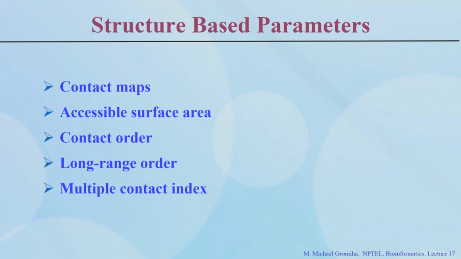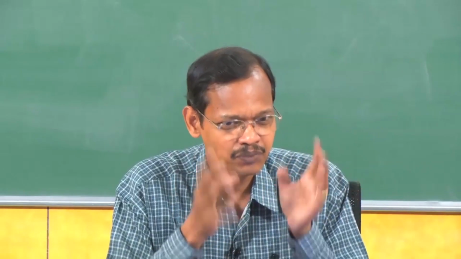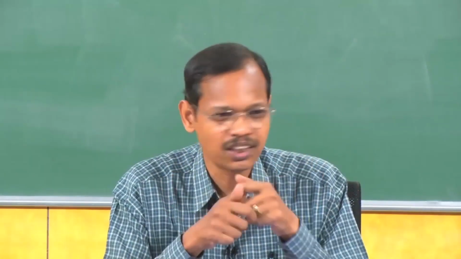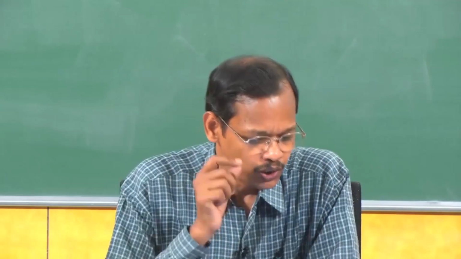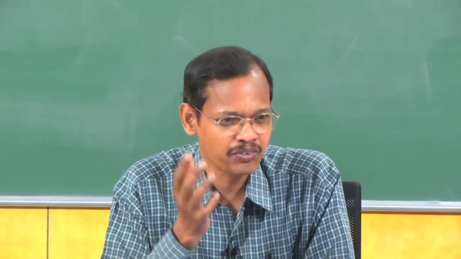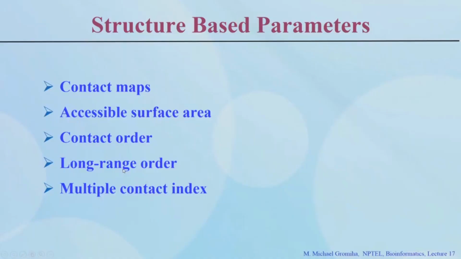For example, in a class, we have a class representative who has a large number of contacts, while some students have a smaller number of contacts. So these contacts are important. The residues which have more contacts have higher influence. This is the principle of the multiple contact index.